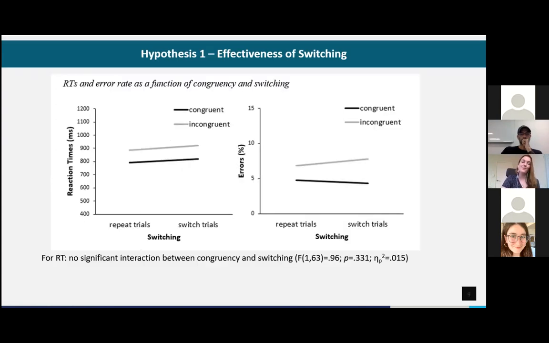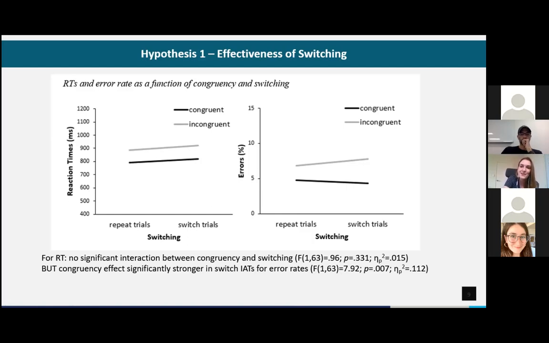Okay, and this is what we actually found. So for the reaction times, I think it very quickly becomes visible that we did not find the interaction. So we found no support for any identity activation costs. It becomes a bit more interesting when we look at the error rates, because there is a significant interaction, but it's in the opposite direction.